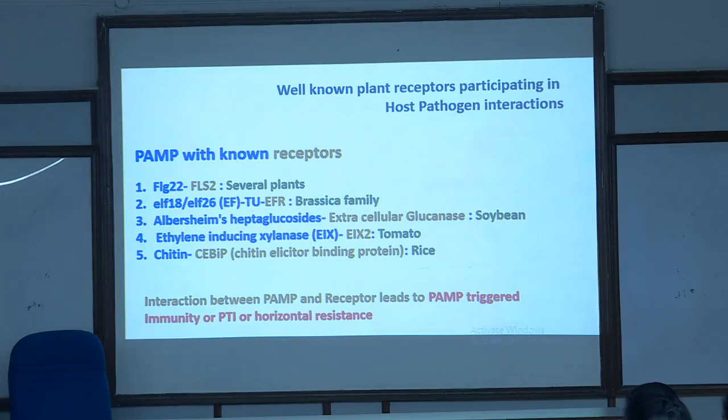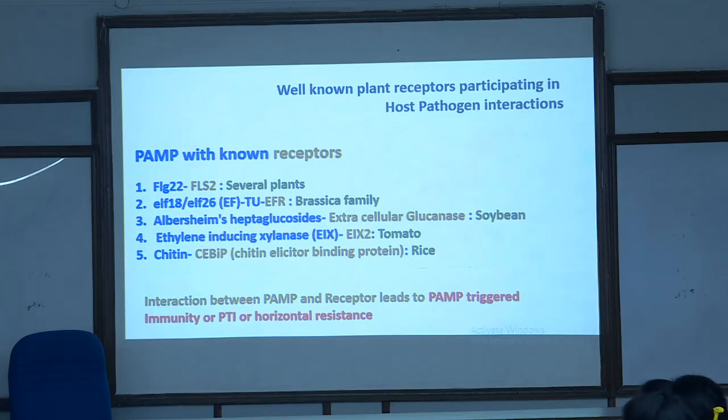So these are well characterized, and they participate in host pathogen interaction, and the outcome of this interaction in the first step is always PAMP triggered immunity, right? So the interaction between PAM and receptor leads to PAM triggered immunity or PTI, and this is also called horizontal resistance, right? Why is it called horizontal resistance? Let us not forget, flg22 alone is not present on the pathogen side. You have so many other PAMs also. Those PAMs can theoretically interact with other receptors in the same plant. So it is always polygenic.